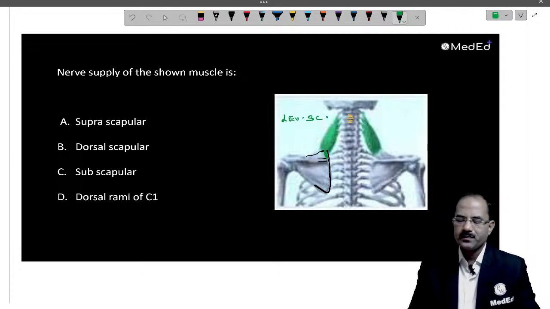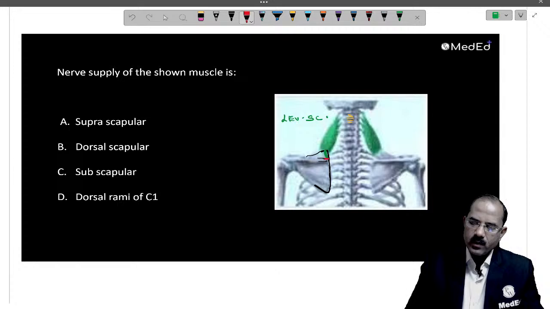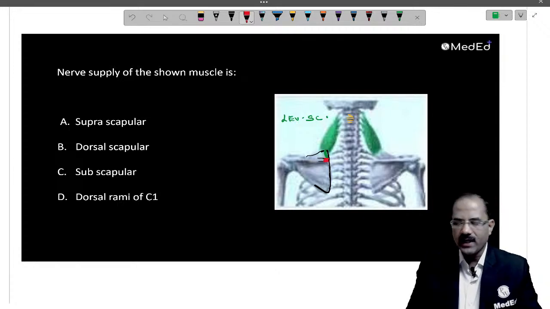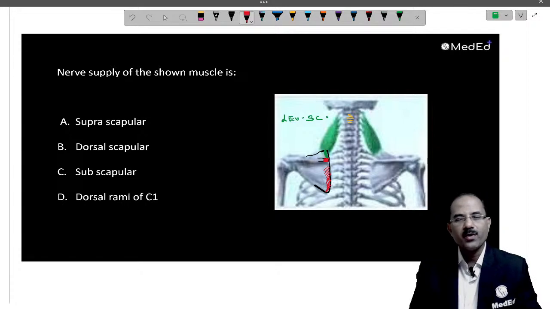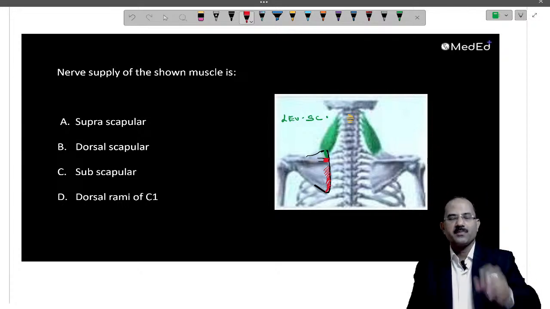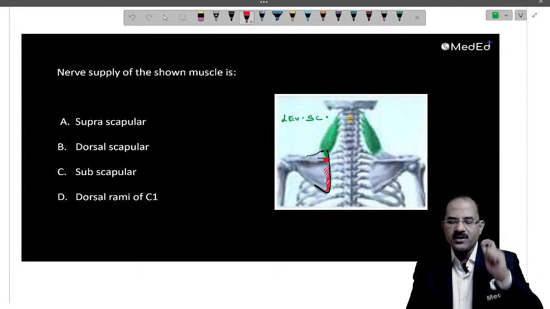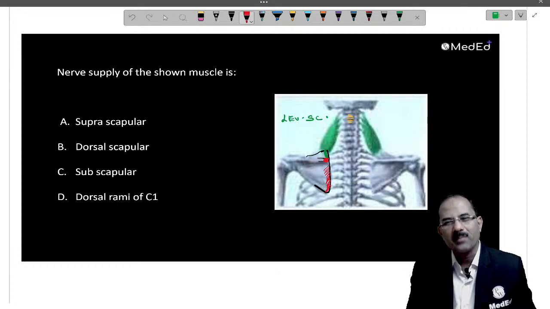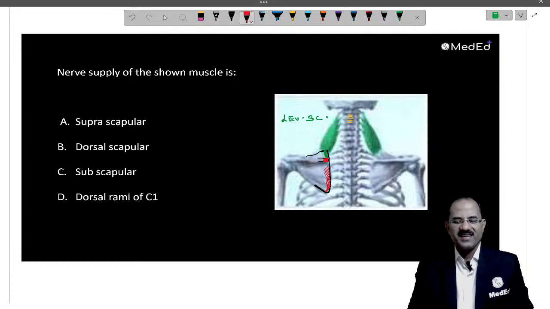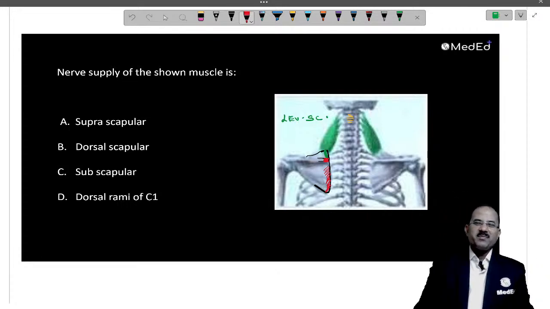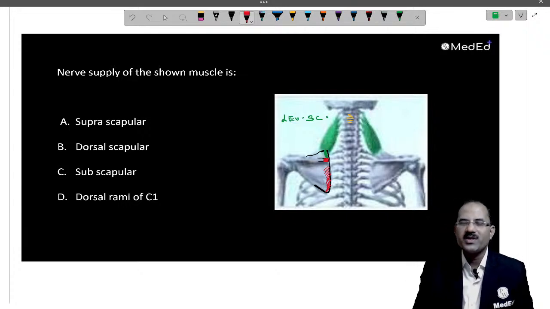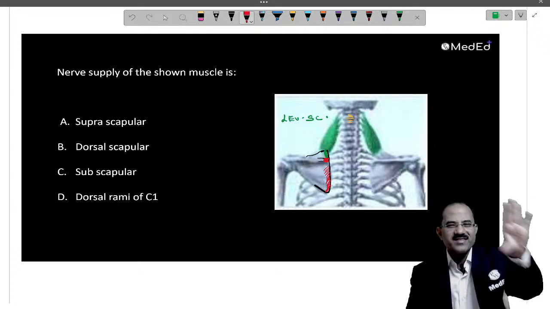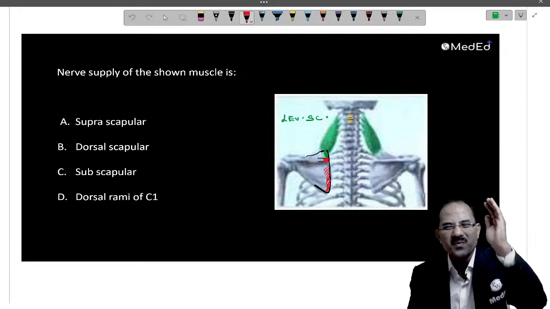Levator scapulae. Opposite to the spine, what is this muscle? Rhomboides minor. And below the spine, what is this muscle? That's the rhomboides major. Perfect. And so what is the nerve supply of levator scapulae? Any guesses? Come on. What is the nerve supply of levator scapulae? Levator scapulae, rhomboides minor and rhomboides major. All these three muscles are supplied by what?